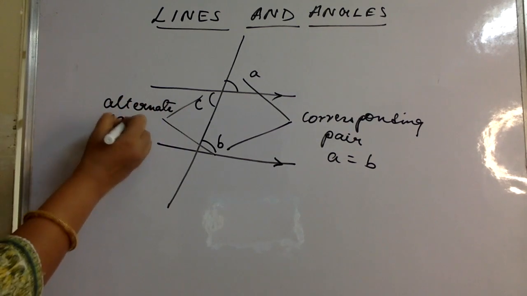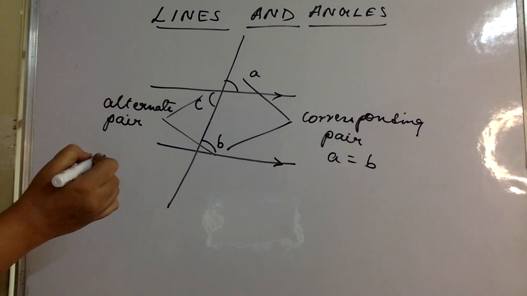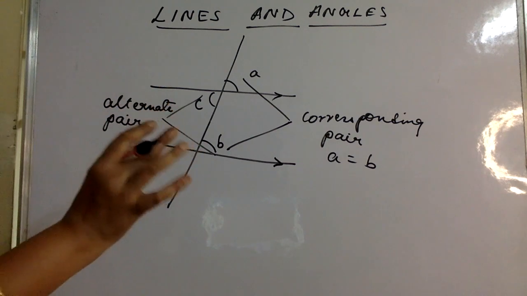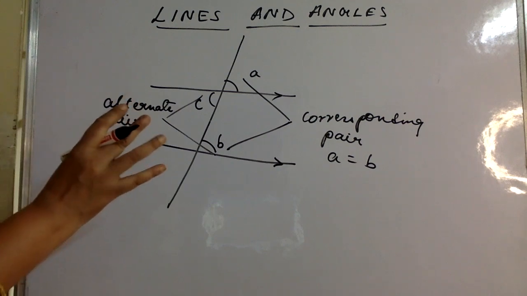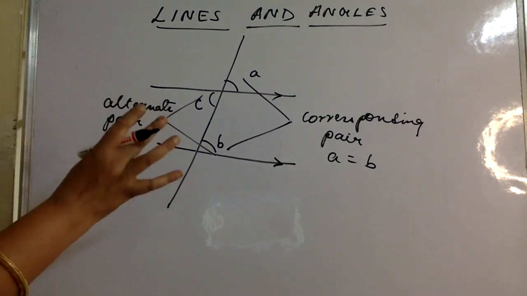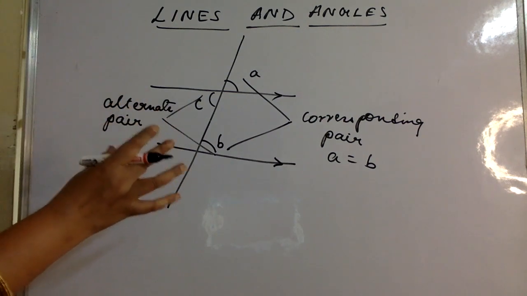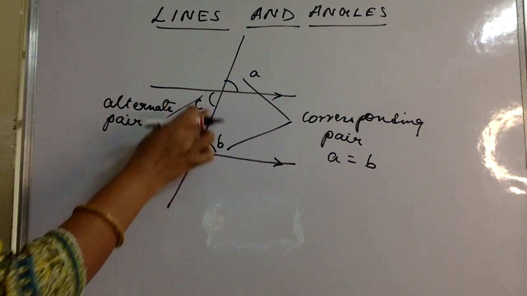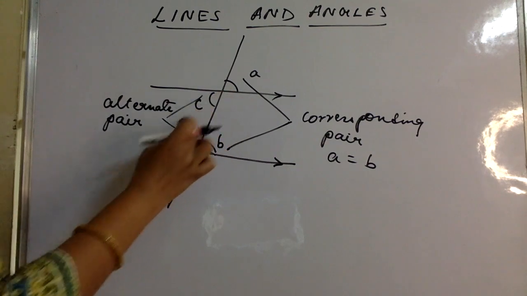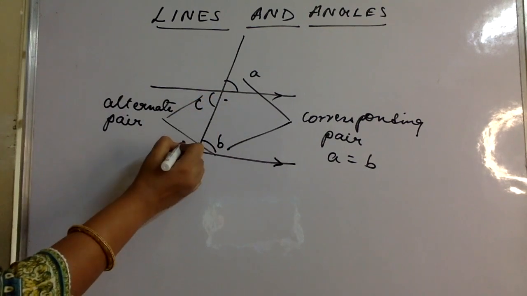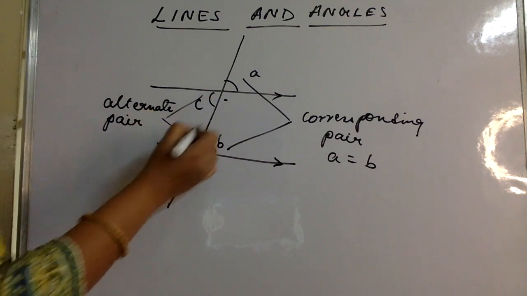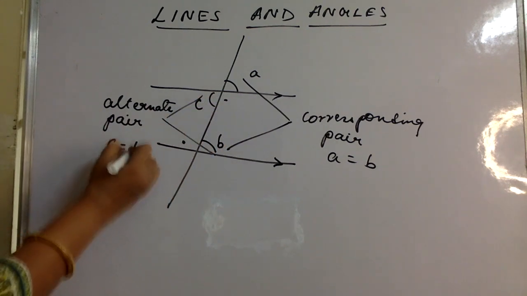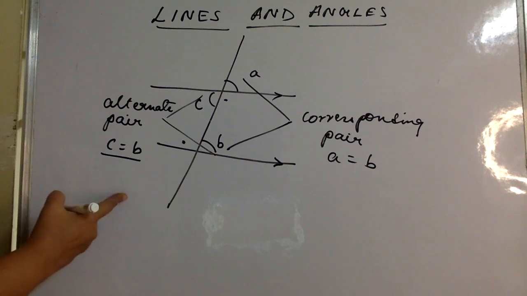Now these are called interior alternate angles. Some books will also talk about exterior alternate angles, but I think with just 3 pairs of angles we can manage all the sums. So I don't teach external alternate, just interior alternate is enough. So this is one set of interior alternate. Here is also another set. This point and this point also form another set of interior alternate angles, and interior alternate angles are also equal.